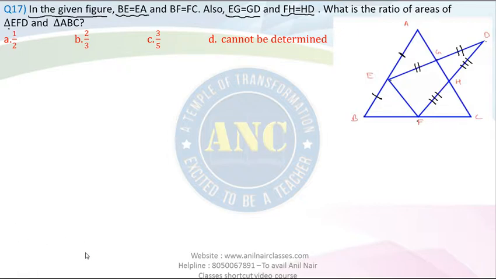Now see here, everyone listen to this carefully. What have they given in the question? They have given that three different pairs of sides are equal. That means BE and EA are equal. BF and FC are also given as equal. Just one minute, sir.